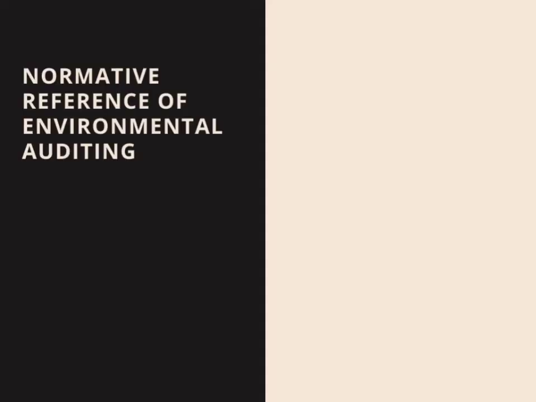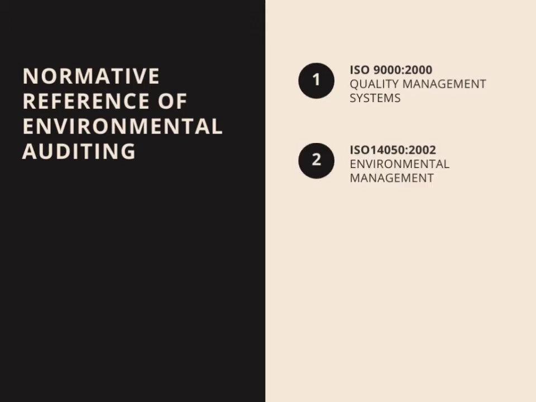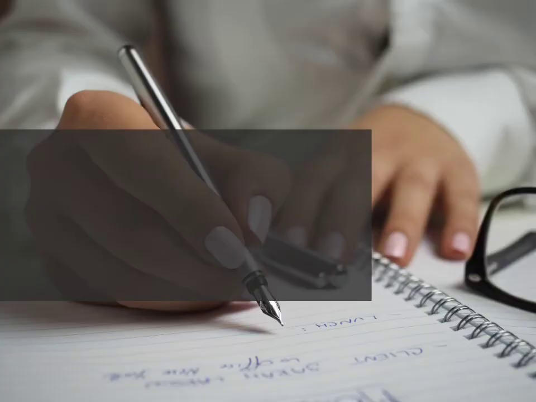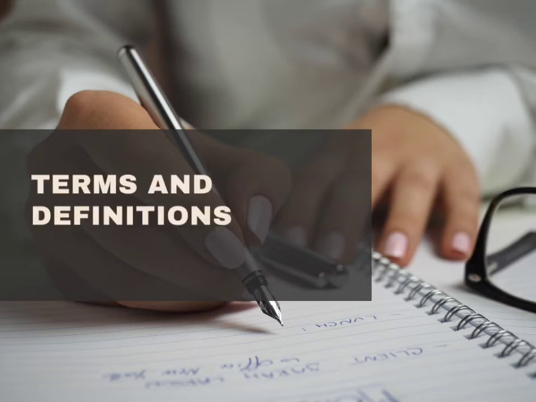We recommend two useful files as reference: ISO 9000:2000 for quality management systems, and the second is ISO 14050:2002 for environmental management. By now, we've mentioned all these terms so many times. However, what are the accurate definitions of those baffling terms, like auditors and competence? To answer all these questions, let's continue with terms and definitions based on information on environmental auditing.